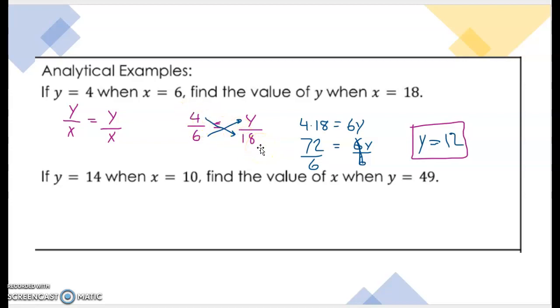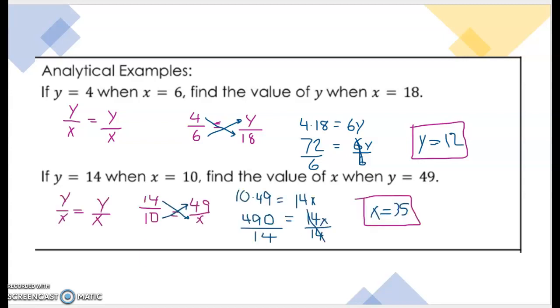4 times 18 equals 6 times y. And I wrote that out over here. I did math. 4 times 18 is 72 equals 6 times y. We divide both sides by 6 and then we come up with our answer. I want you to pause me and see what you can do for the next example. Use the one above as your template, but pause me and try it on your own.